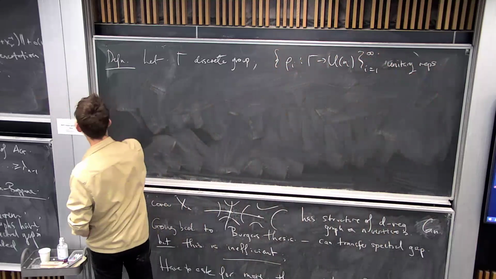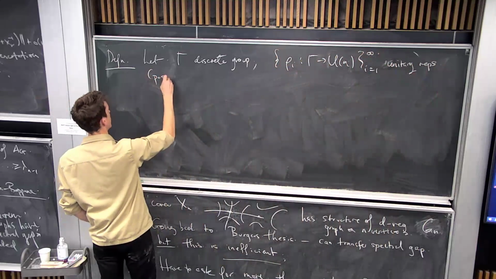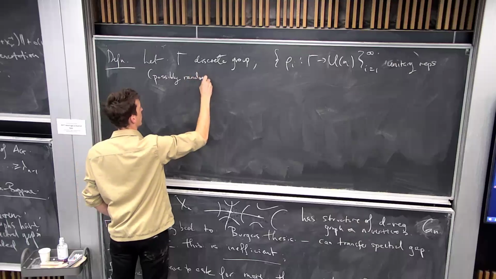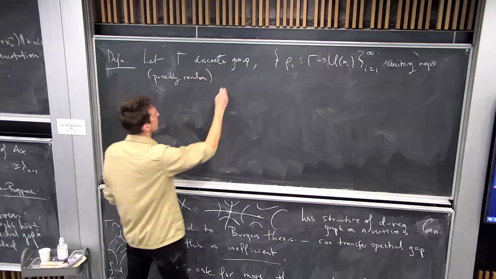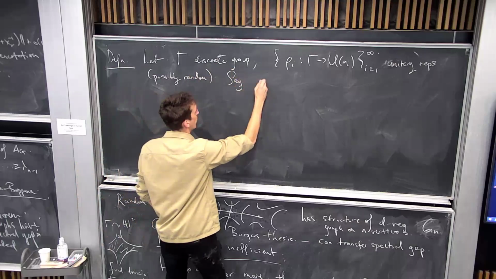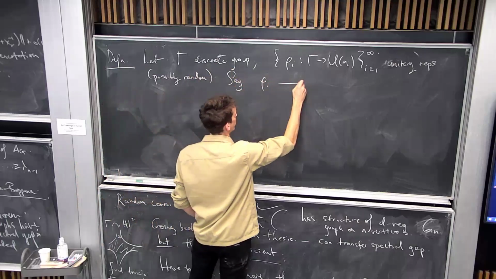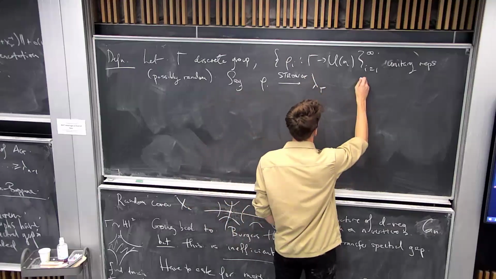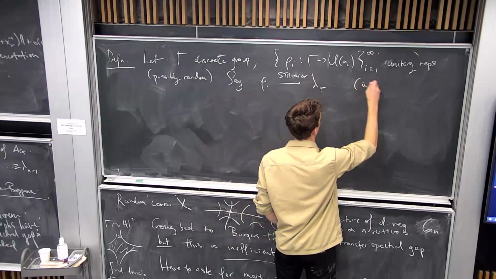Possibly, like in this case, random. Possibly not. So we're going to say that ρ_i, these representations, converge strongly to the regular representation. And if they're random representations, we'll say this happens in probability.